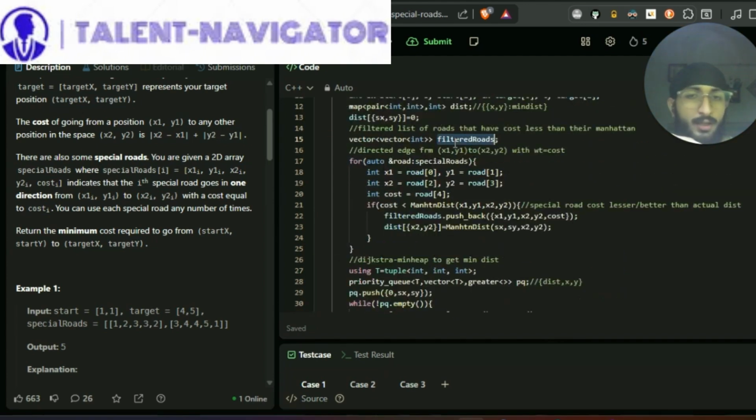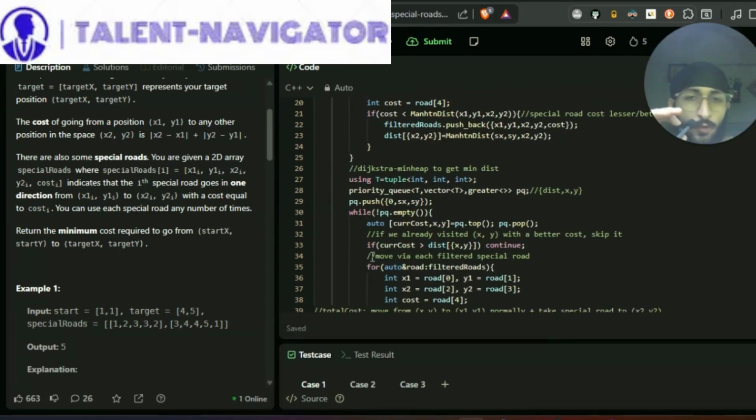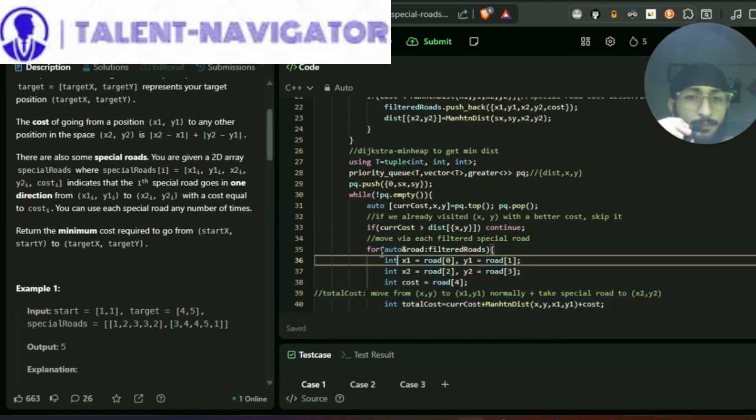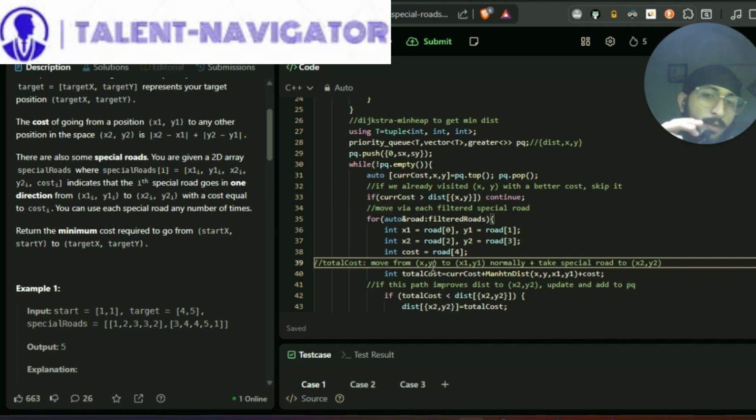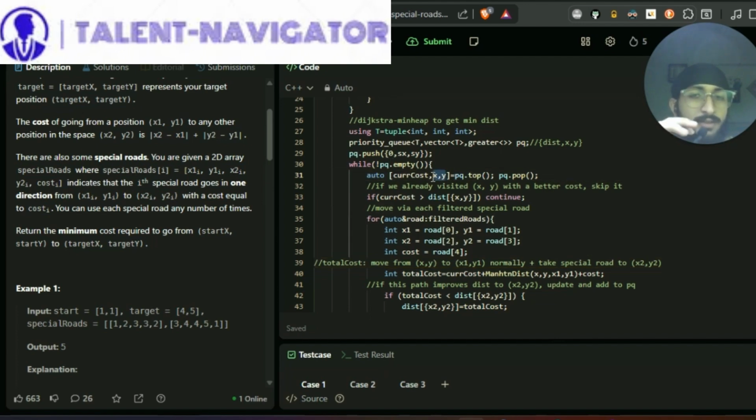Now we move via each filtered special road. So the special roads in the filtered roads, right, are the special roads which are useful. So again the same, for auto road in filtered roads, we are going to extract x1, y1, x2, y2, and cost. Now we calculate total cost, which is going to be the move from x comma y coordinate, that is this coordinate that we have pushed in and extracted as well. So move from this to x1, y1 normally, and then take the special road to x2, y2.